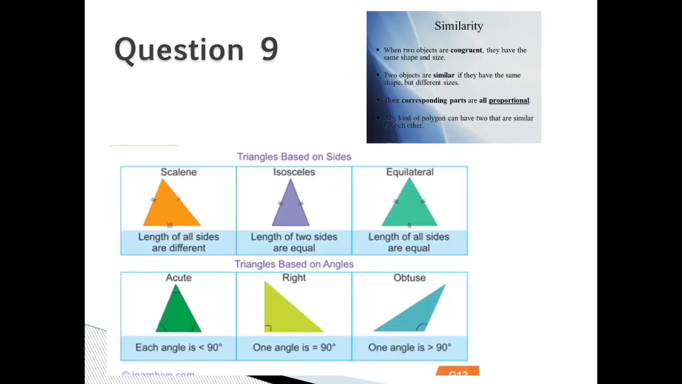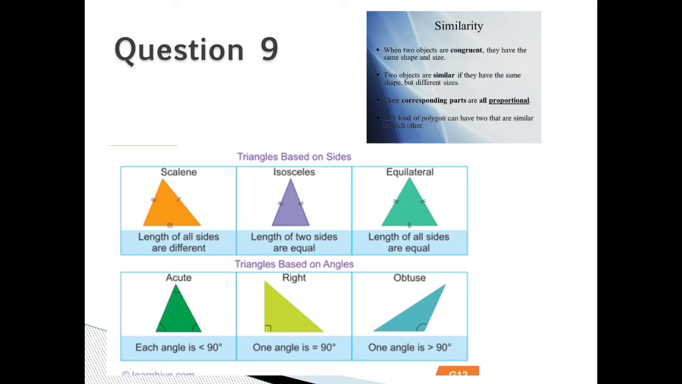When two objects are congruent, they have the same shape and size. Two objects are similar if they have the same shape but different sizes. Their corresponding parts are all proportional, and any kind of polygon can have two that are similar to each other.